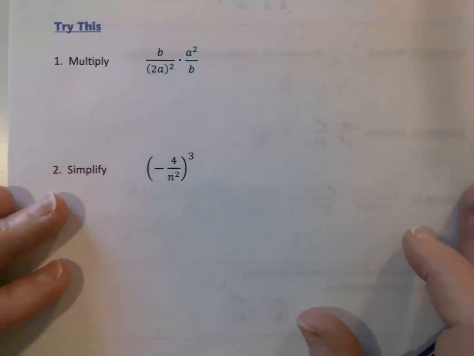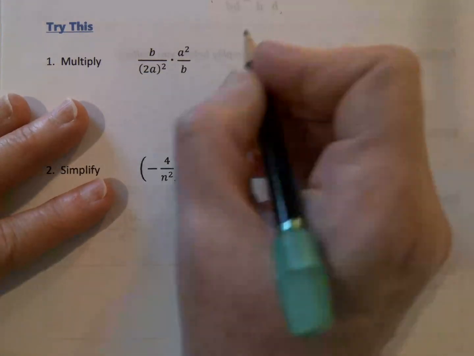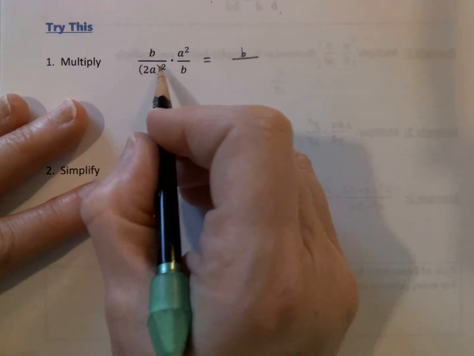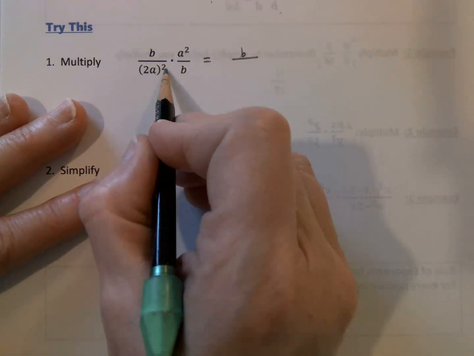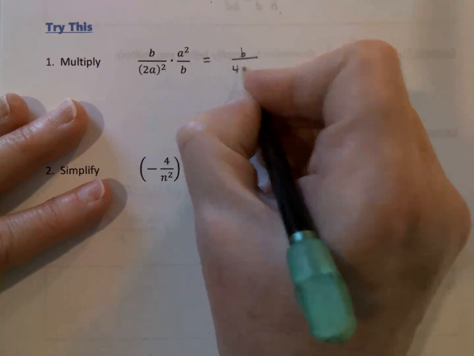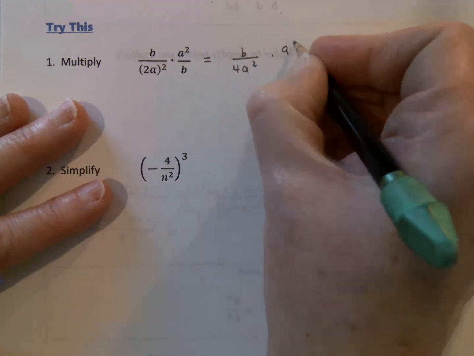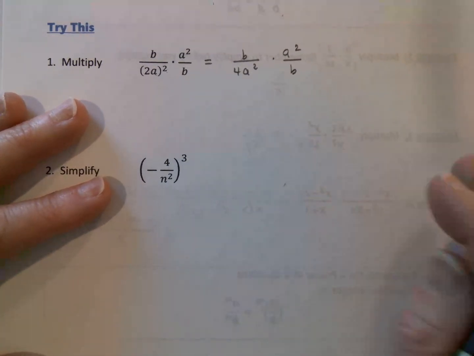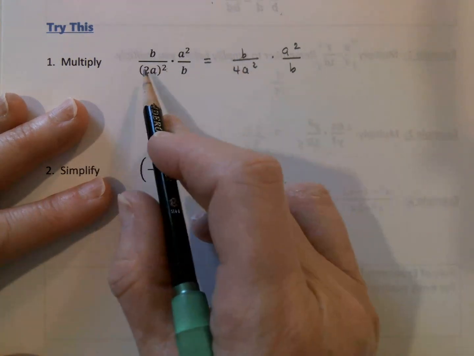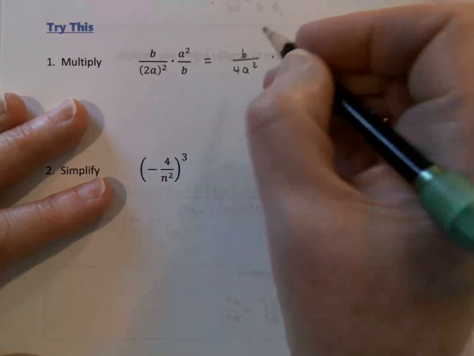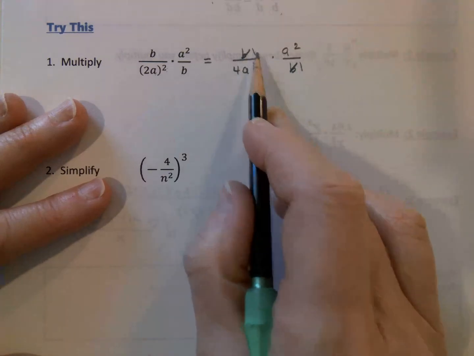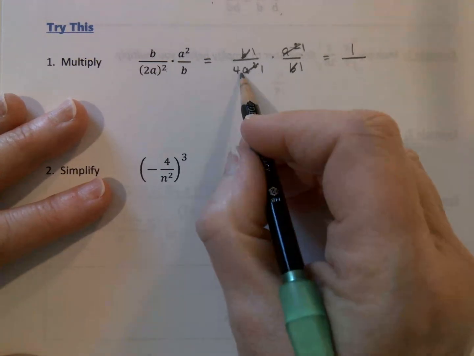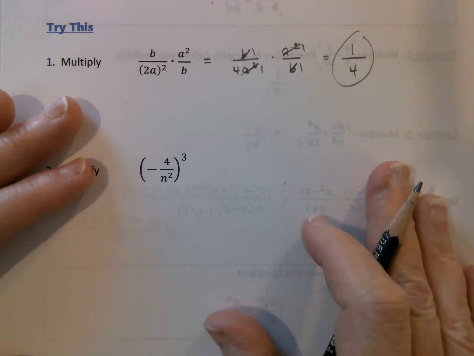All right, so look at the try this. I'm going to go ahead and simplify this. I'm going to write it out sideways this time. Here, 2a squared, remember everything in the parentheses has to be raised to that second power. So 2 to the second power is 4a squared times a squared over b. And notice how simplifying it first makes it easier to cancel out factors. So the b's will cancel out, and then I'm left with the ones there. The a squareds cancel out, and I'm left with 1 times 1, which is 1, and 4 times 1, which is 4. So my answer is 1/4.